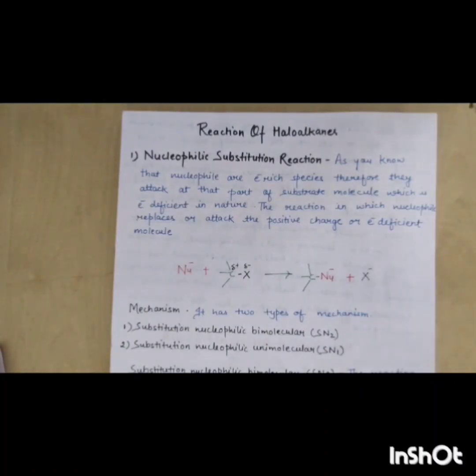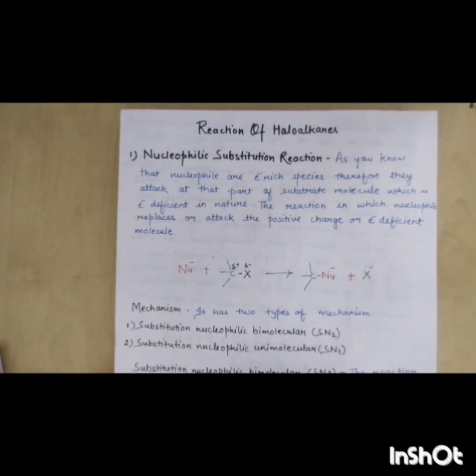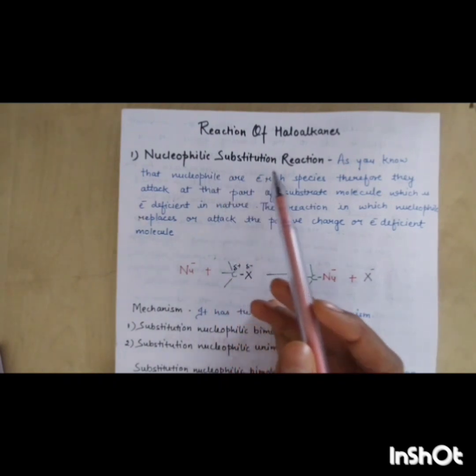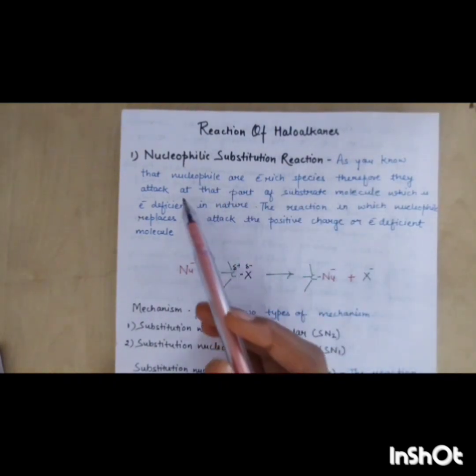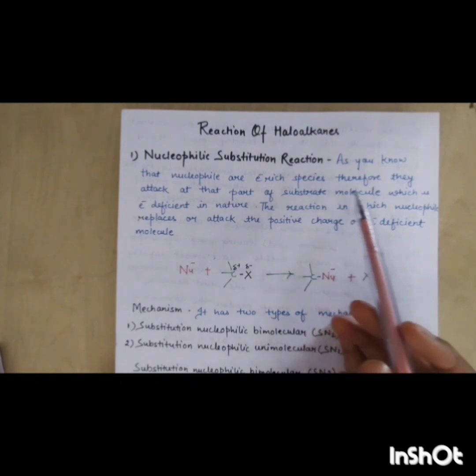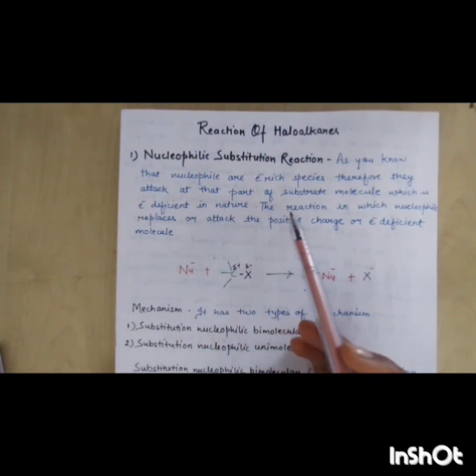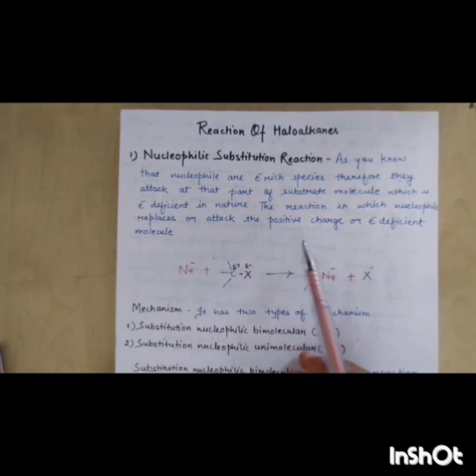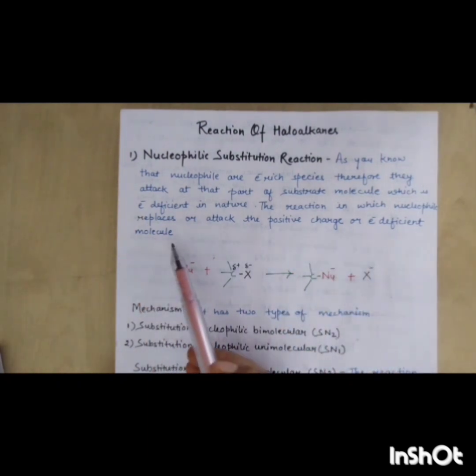Hello students, today we are going to discuss an interesting chapter named reactions of haloalkanes. So the first one is the nucleophilic substitution reaction. As you know, nucleophiles are electron-rich species, therefore they attack that part of the substrate which is electron deficient in nature. The reaction in which a nucleophile attacks the positively charged or electron deficient molecule. Means this is a nucleophile which reacts on an electron deficient species.